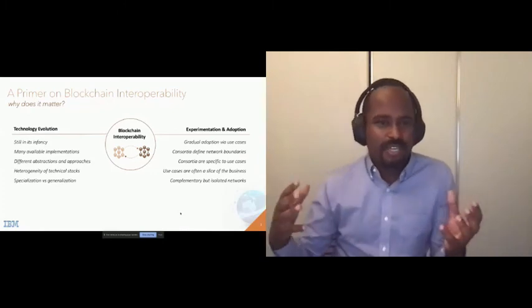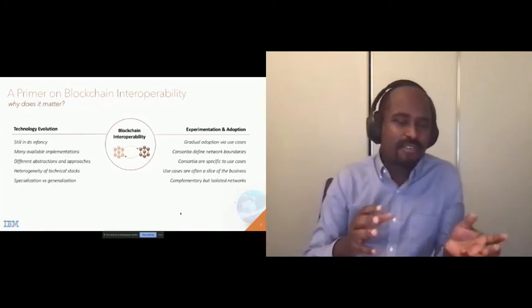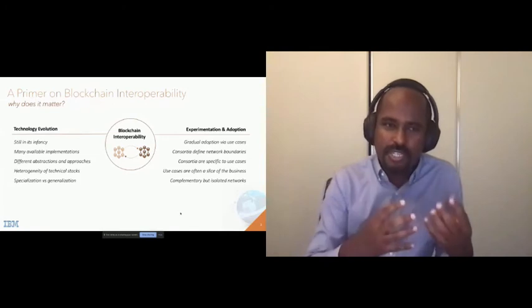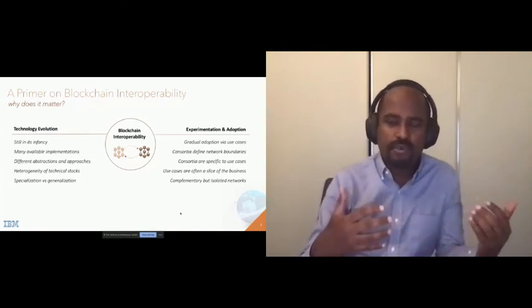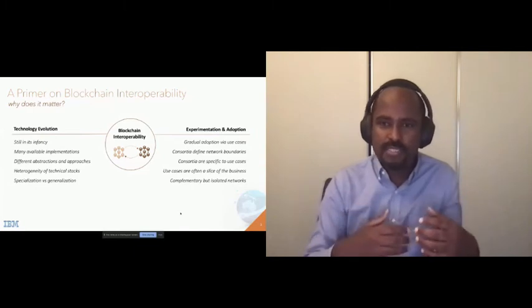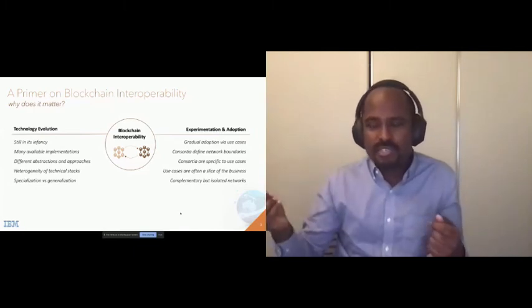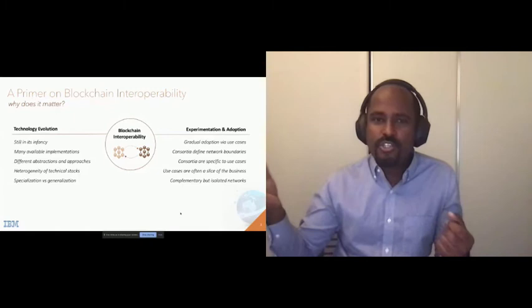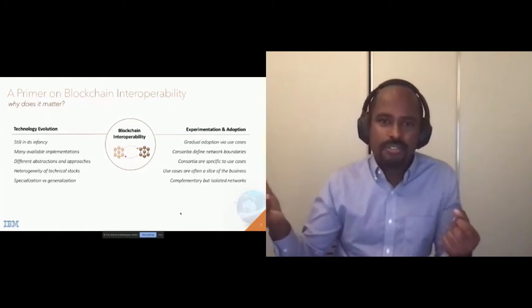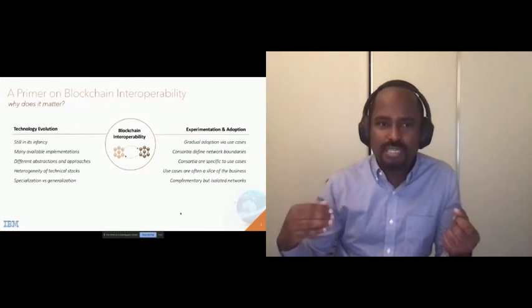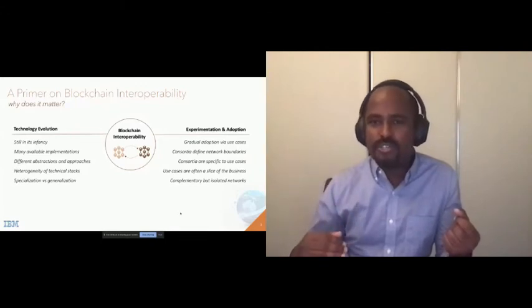So across these two dimensions, from a technology perspective, we have a lot of heterogeneity and fragmentation, with hundreds of different protocols that have emerged over the past decade. And on the adoption side, we see a lot of different solutions and networks that have emerged that need to talk to each other, but are somewhat impeded by the fragmentation of technology underneath them.